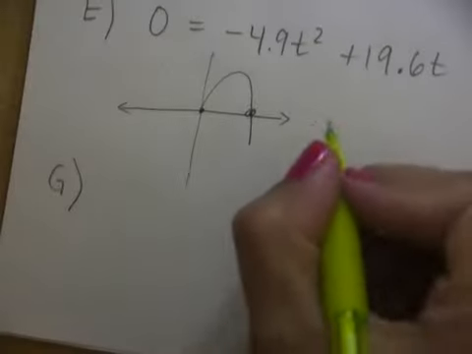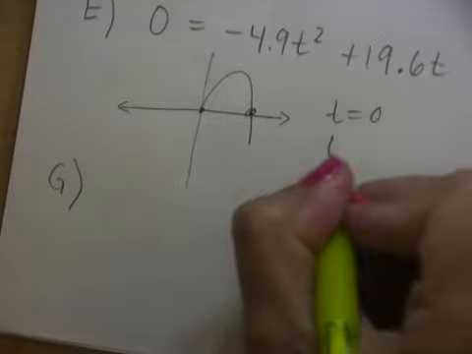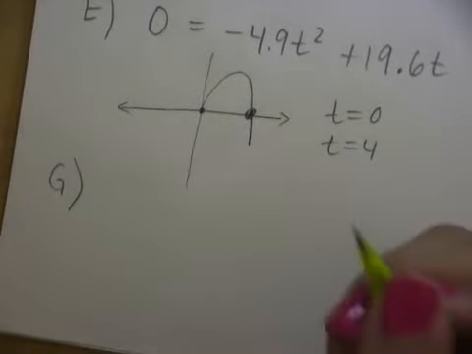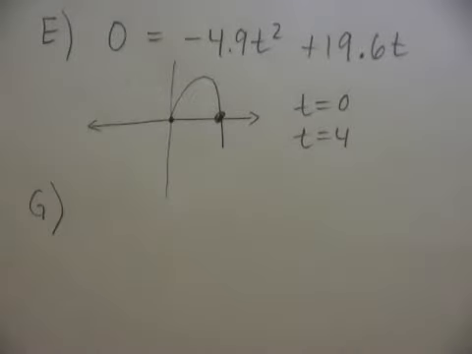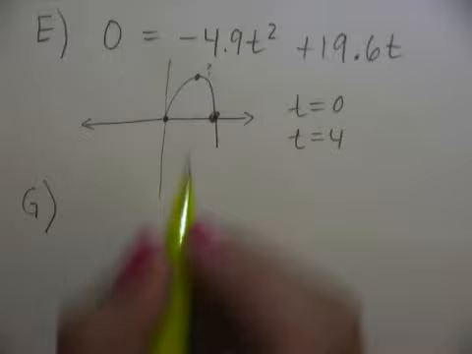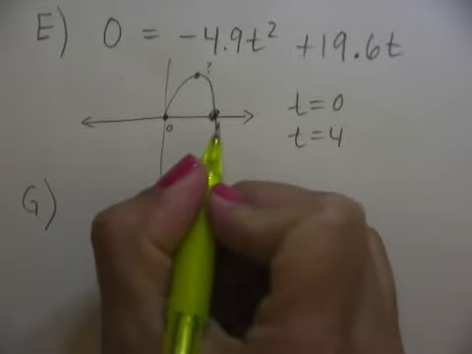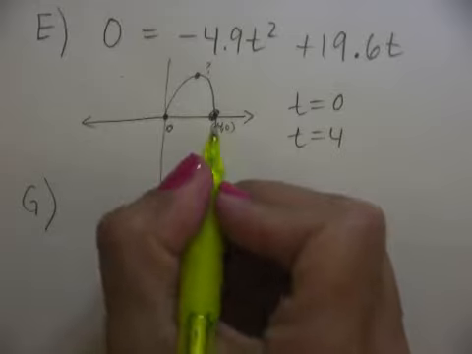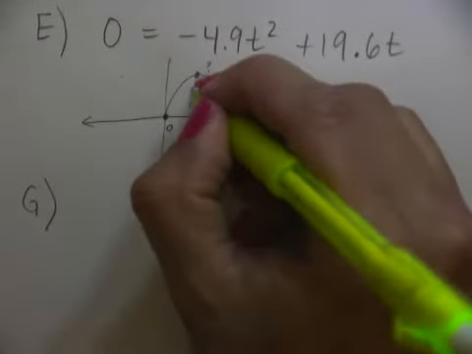So after 4 seconds it hits the ground, so t equals 0 and t equals 4 when it takes off right here and when it lands right here. And then part G asked to find the vertex. They wanted to know this point, but if we know this is 0 and this is 4, the vertex always happens halfway between, so 0 plus 4 is 4, 4 divided by 2 is 2.